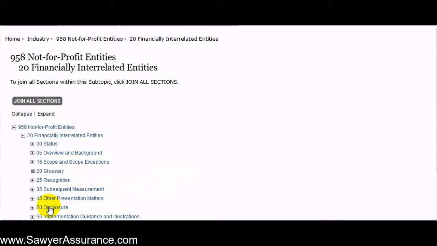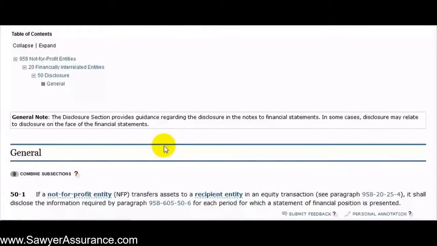And now we're going to discuss other disclosures that we need to make for certain transactions. And so here we have basically one disclosure section. It says that if a not-for-profit entity transfers assets to a recipient entity in an equity transaction, which we saw before in this section here, then it shall disclose the information required by paragraph 605.56 for each period for which a statement of financial position is presented. So this is from the perspective of the not-for-profit entity, the one that is sending assets to the recipient entity. So it says that we need to disclose information consistent with this paragraph right here. So let's go to this particular section and see what all we need to disclose.